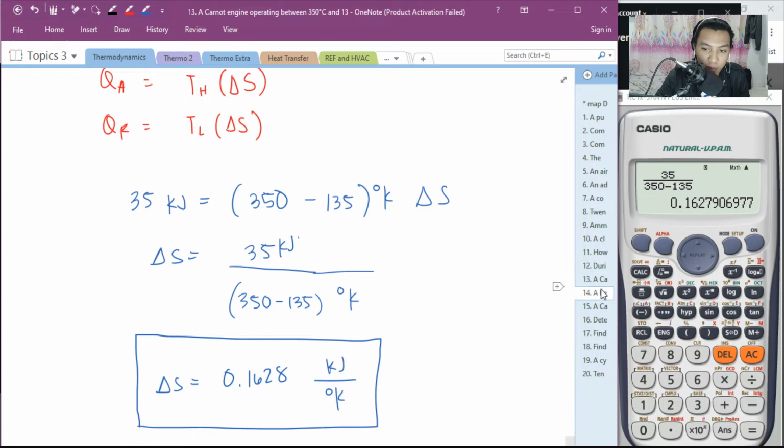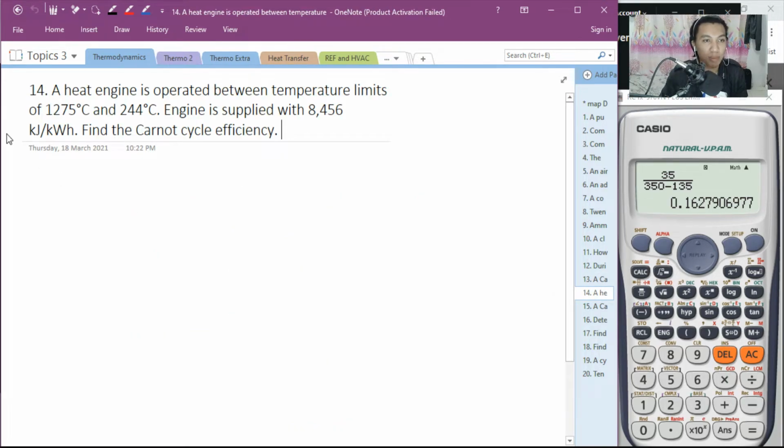So for number 14, a heat engine is operated between temperature limits. Binigyan ka temperature limits: 1,275 degrees Celsius and then 244 degrees Celsius. Engine is supplied with 8,456 kilojoule per kilowatt hour. Find the Carnot efficiency. Hindi mo na kailangan gamitin to. Meron ka ng temperature limits eh.